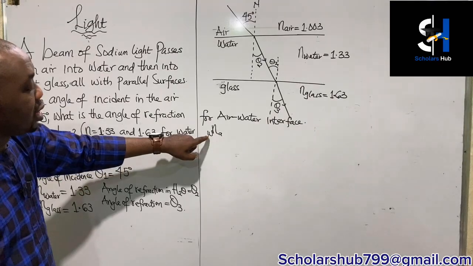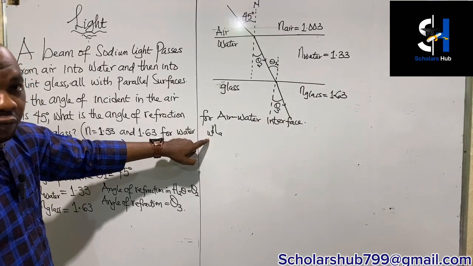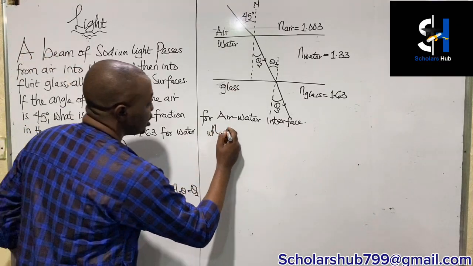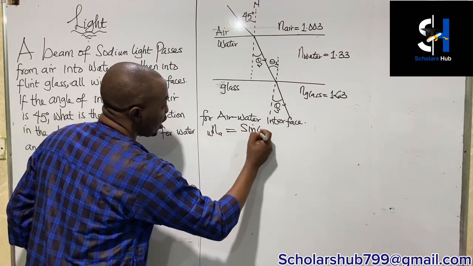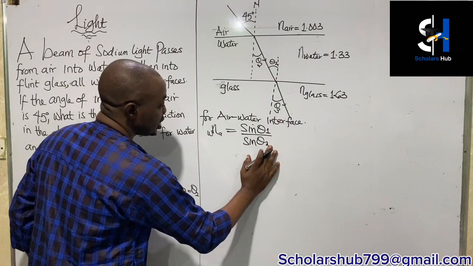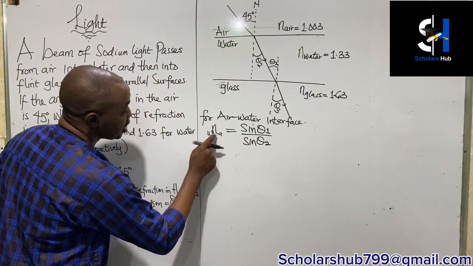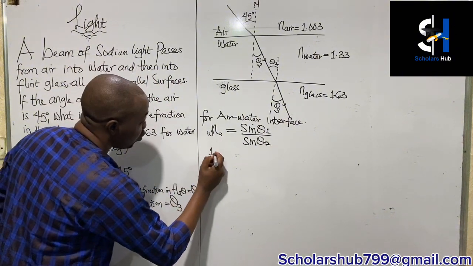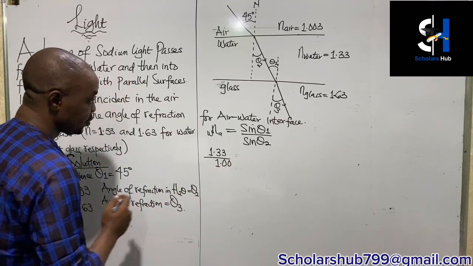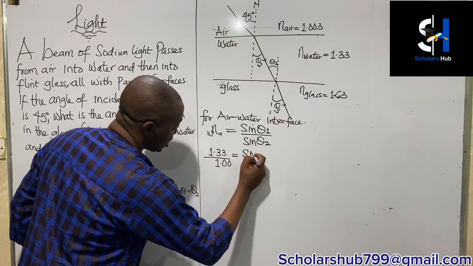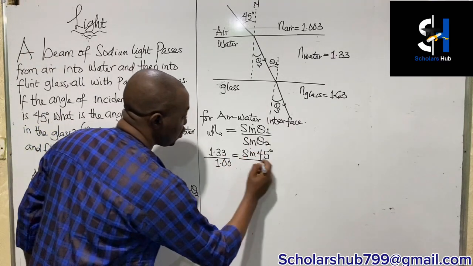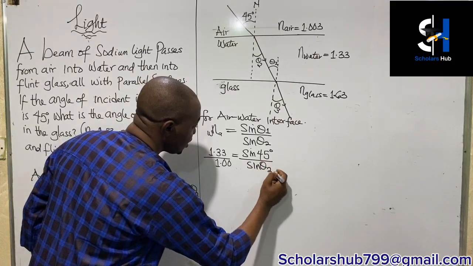So it will now become the refractive index of water over the refractive index of air. This will be equal to the sine of the angle of incidence to the sine of the angle of refraction, which is the second angle. In this case, the refractive index of water is 1.33, over 1.00, and that will be equal to sine 45 degrees over sine theta 2.